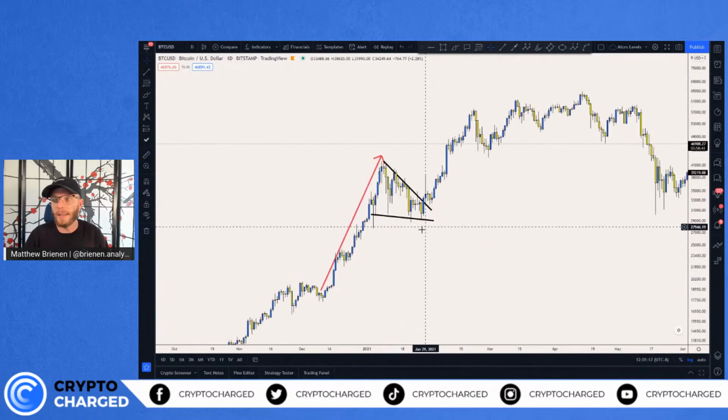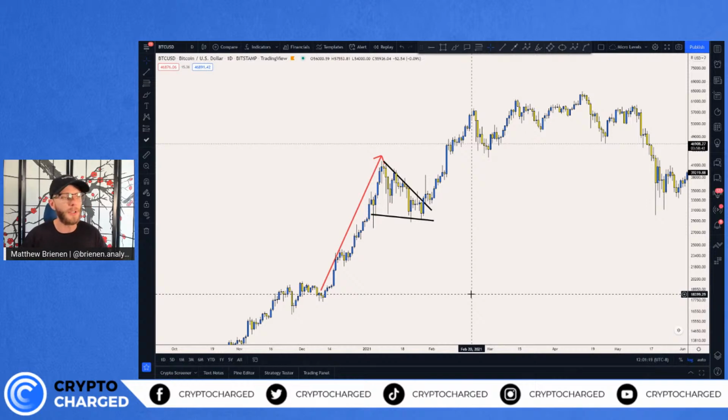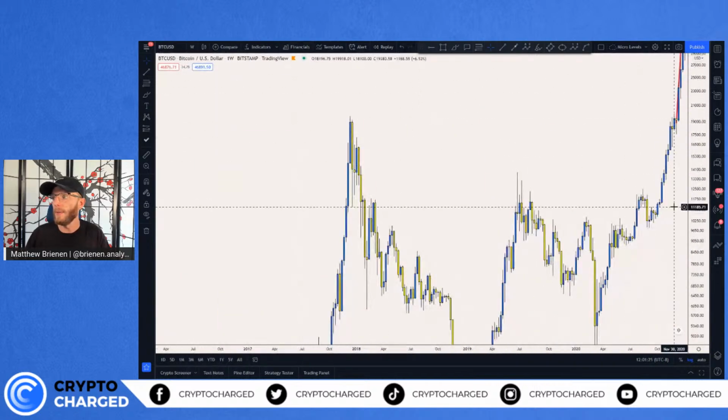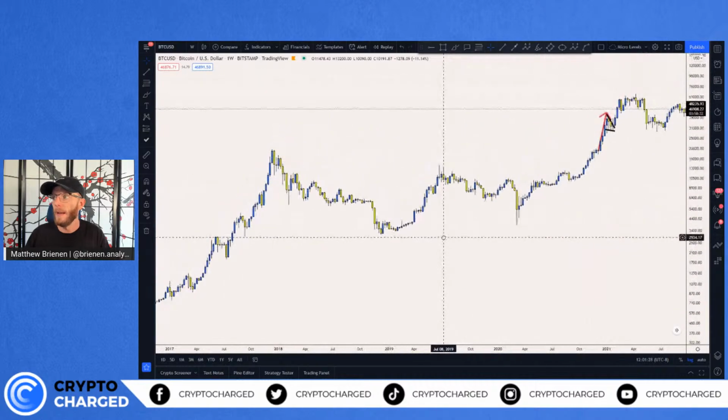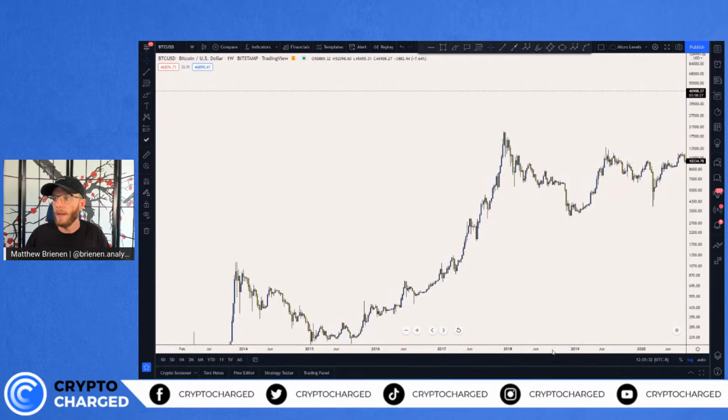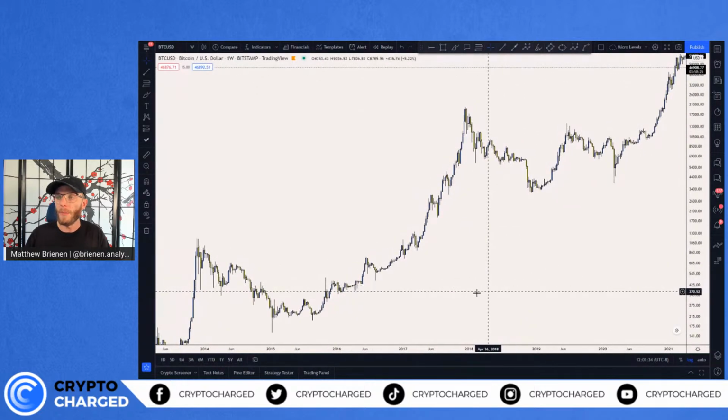Now, again, there's many instances where these structures and patterns can be invalidated. So we always want to pull out to larger time frames. We want to look at the weekly time frames and see what's happening on those weekly charts. Let's look at another example here, actually on this weekly chart, so we can look at an even larger piece of price action.